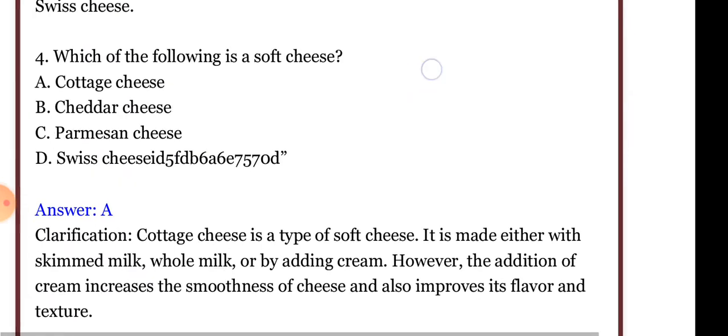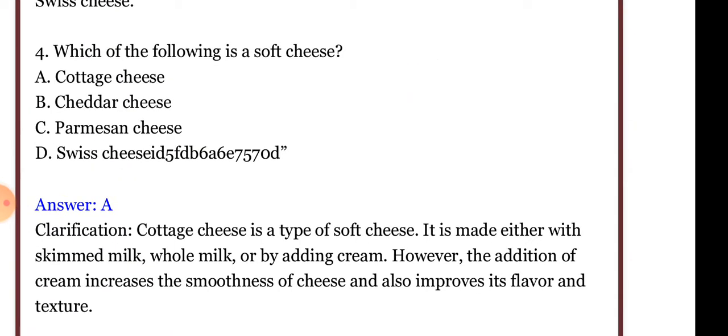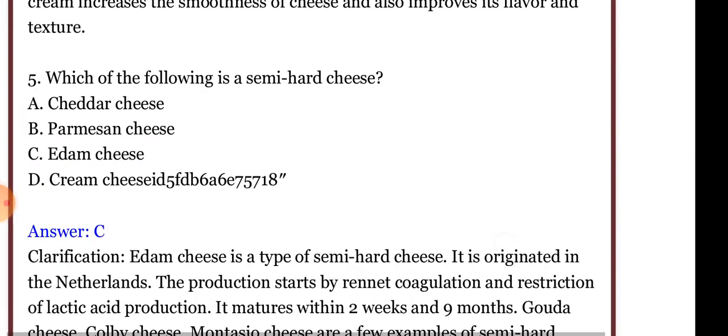Which of the following is soft cheese? Cottage cheese is the softer cheese. You can remember it as chicken, cottage chicken, as the chicken is a softer animal, so softer than others. So cottage cheese means the softer cheese. Cottage cheese is a type of soft cheese. It is made either with skim milk, whole milk or by adding cream. However, the addition of cream increases the smoothness of cheese and also improves its flavor and texture.